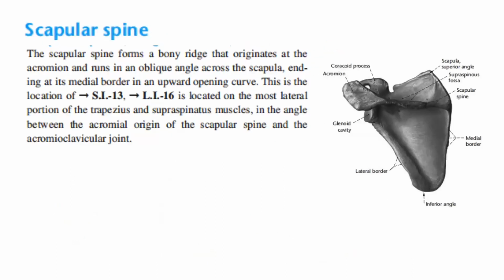Next, we have the scapular spine. The scapular spine forms a bony ridge that originates at the acromion and runs at an oblique angle across the scapula, ending at its medial border in an upward opening curve. This is the location of SI 13 and LI 16, which is located on the most lateral portion of the trapezius and the supraspinatus muscle, in the angle between the acromion or acromial origin of the scapular spine and the acromioclavicular joint.